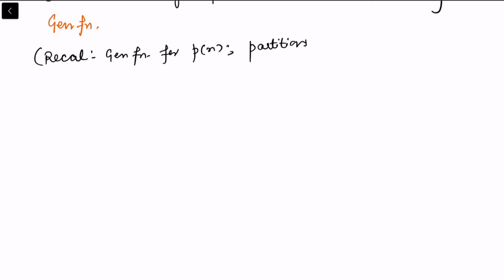So let me first recall the generating function for the partition of integers. Recall the generating function for Pn, the partitions of n. So we are considering all partitions of n, and here the part sizes are not restricted. I'm just recalling the previous step. So we said that if the part size is 1, x to the power 1 may appear or it may not appear, then x to the power 1 may appear twice and so on. This is the part size 1.